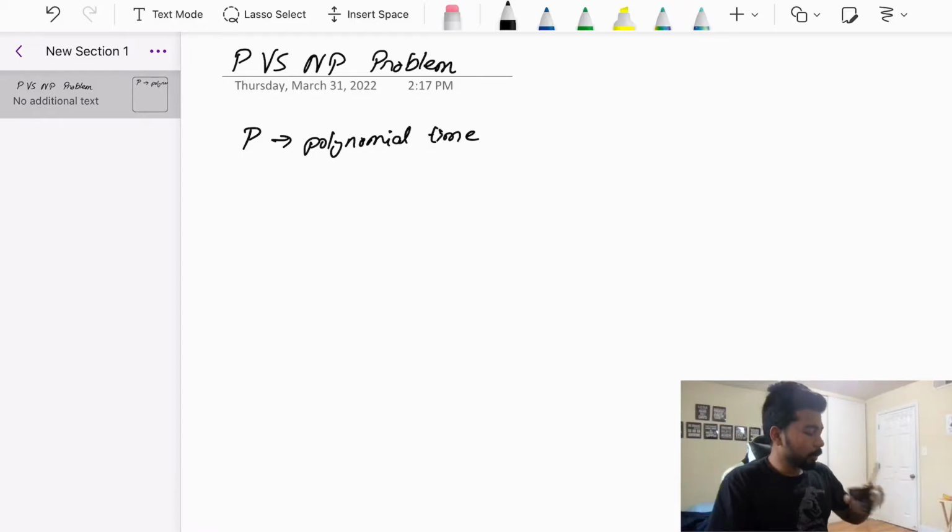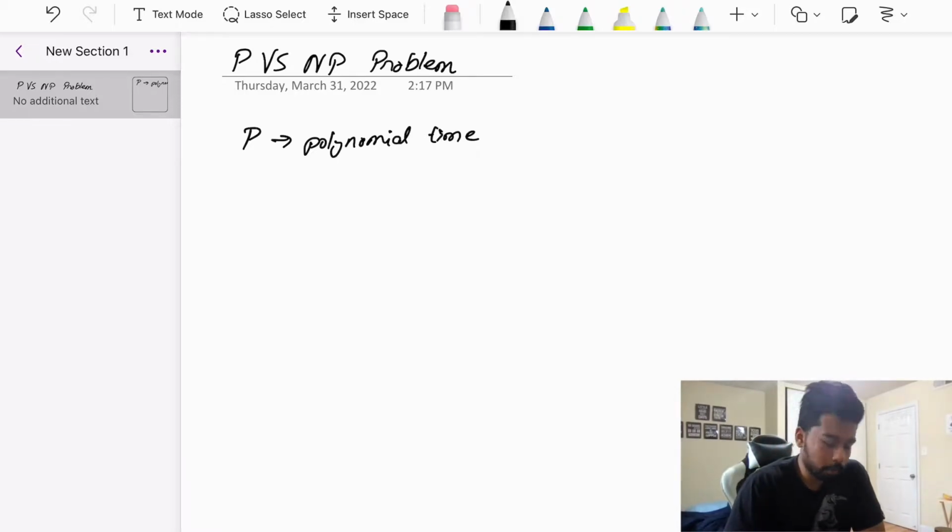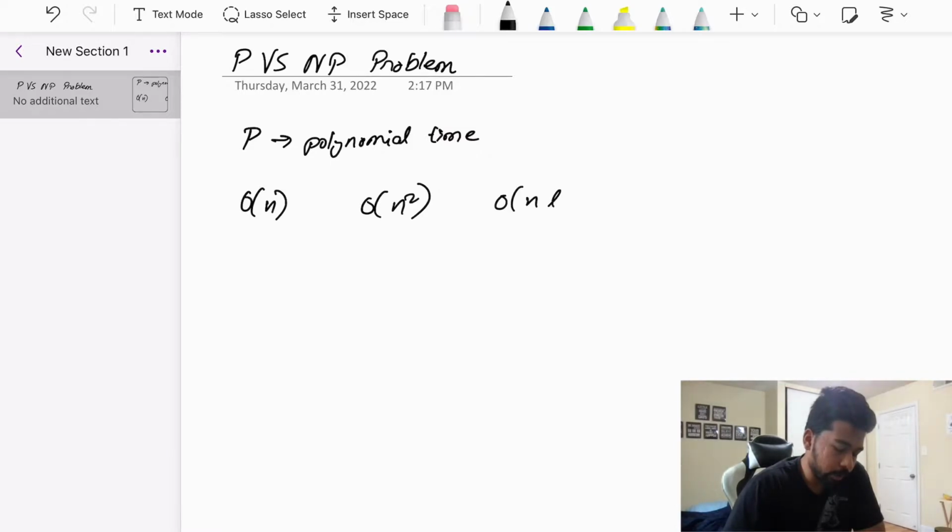So what does that mean? Essentially, we represent the complexity of computer programs using big O notation, right? So let's say indexing through an array to find an element, right? So that is O of n, right? Or maybe sorting an array using bubble sort or insertion sort or something like that. That is O of n squared, right? Worst case. Or maybe you use a divide and conquer approach to sort an array using merge sort or something like that.